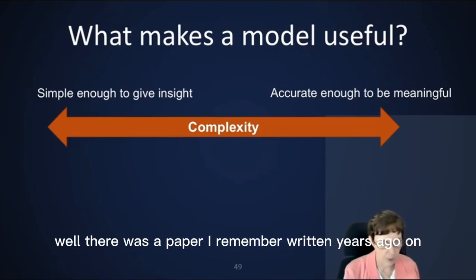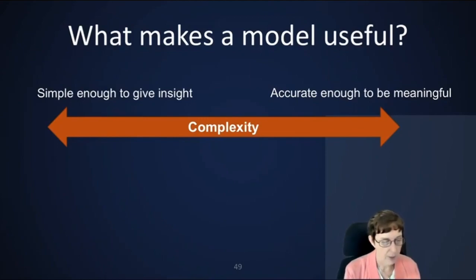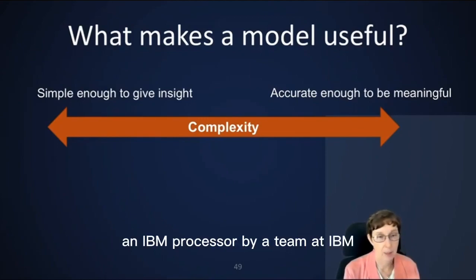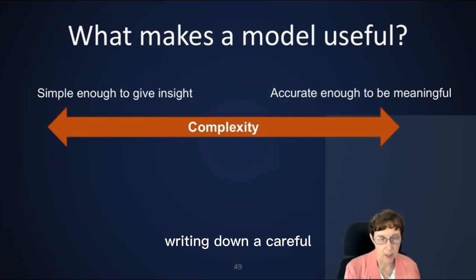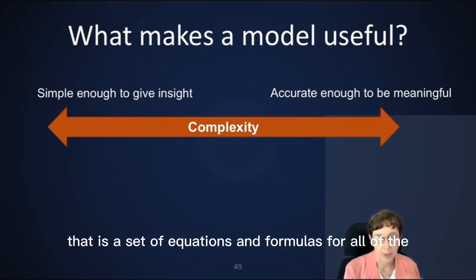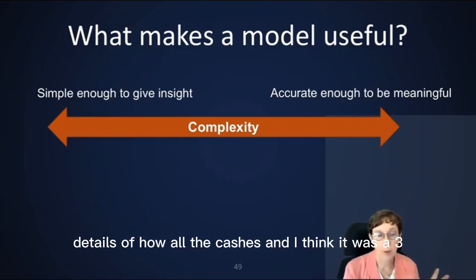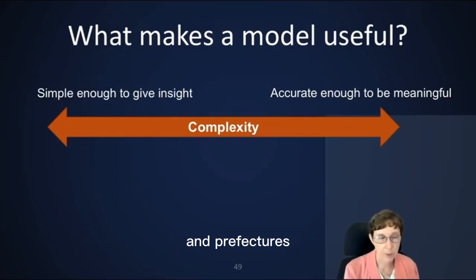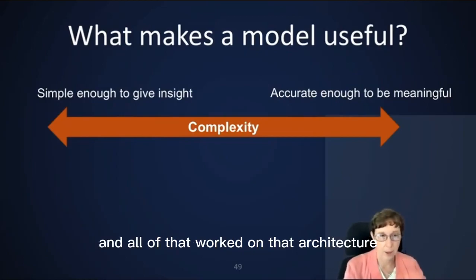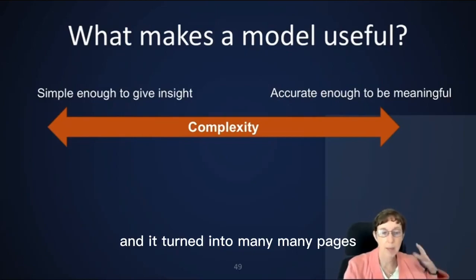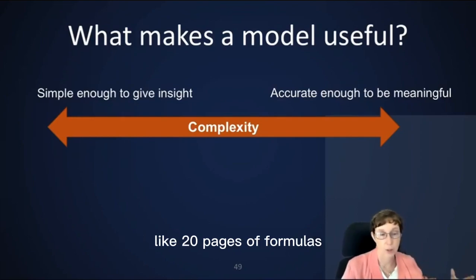And what does it mean to be simple enough to give us some useful insight? Well, I remember a paper written years ago on an IBM processor by a team at IBM, writing down a careful analytical model, a set of equations and formulas, for all of the details of how all the caches, and I think it was a 3-level caching system, and prefetchers and all of that worked on that architecture, and it turned into many, many pages, like 20 pages of formulas.